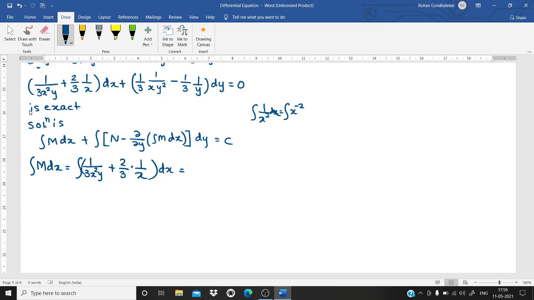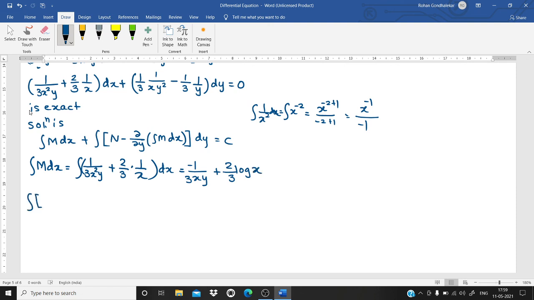Integral x raised to minus 2, which is x raised to minus 2 plus 1 upon minus 2 plus 1. So which is x raised to minus 1 upon minus 1. So which gives us minus 1 upon x into 1 upon 3 into 1 upon 1. So hence minus 1 upon 3xy plus 2 by 3 into integration of 1 upon x, that is log x.